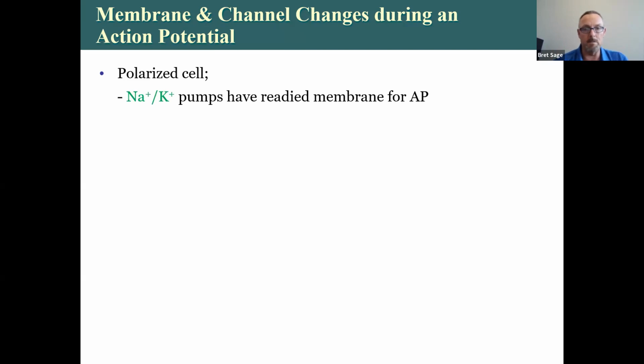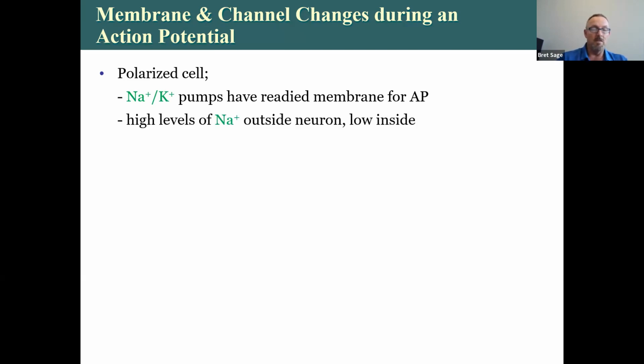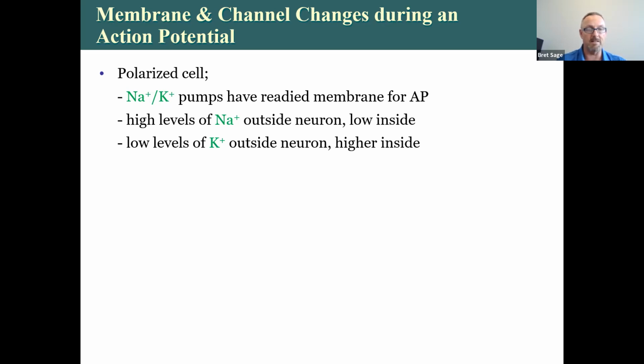Okay, so the sodium-potassium pumps have readied the membrane for the action potential by pushing sodium to one side, potassium to the other. There's high levels of sodium outside the neuron, low inside. If your notes don't say this, please fix it. What's in this PowerPoint is correct, not what is in your notes, if there's any divergence. Okay, so there's low levels of potassium outside, but higher inside. So high potassium inside, high sodium outside, and they're separated.